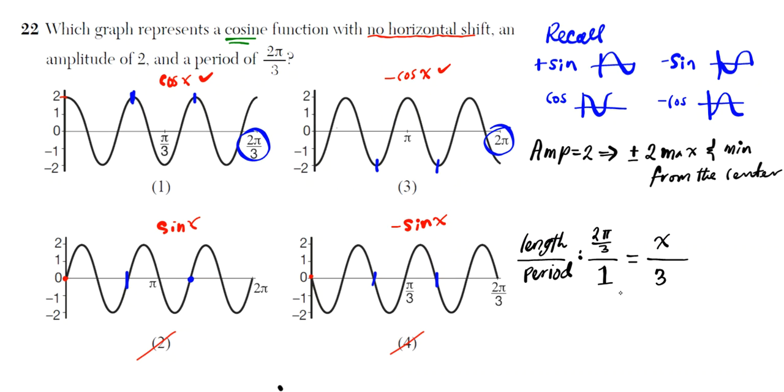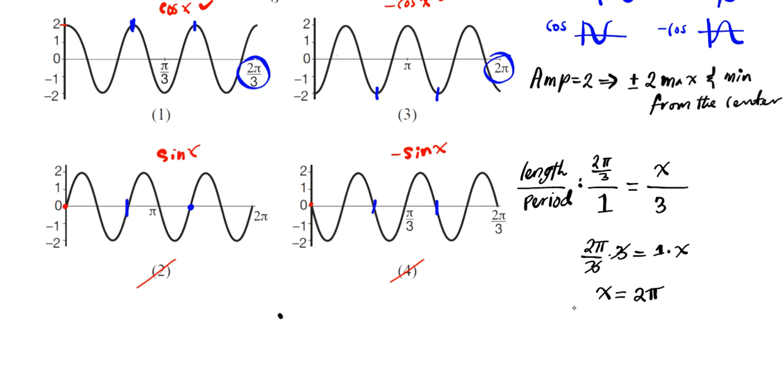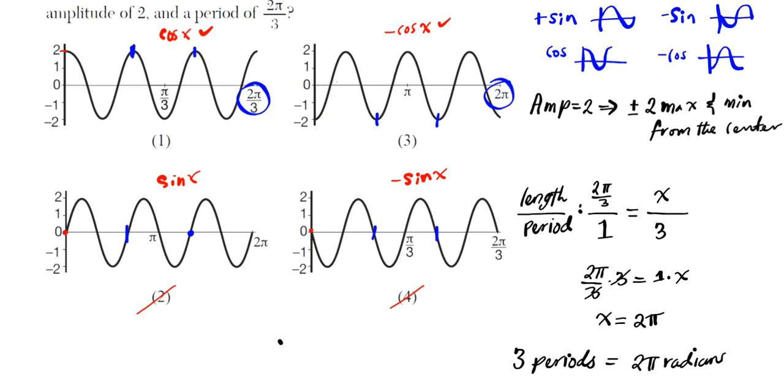If we cross multiply, we'll have 2 pi over 3 times 3 equals 1 times x. The 3's divide out, and we have x is equal to 2 pi. So this tells me that the correct function will have 3 periods being equal to 2 pi radians. So take a look at the options we have here. Which one has 3 periods equal to 2 pi radians? The answer is clearly option number 3.